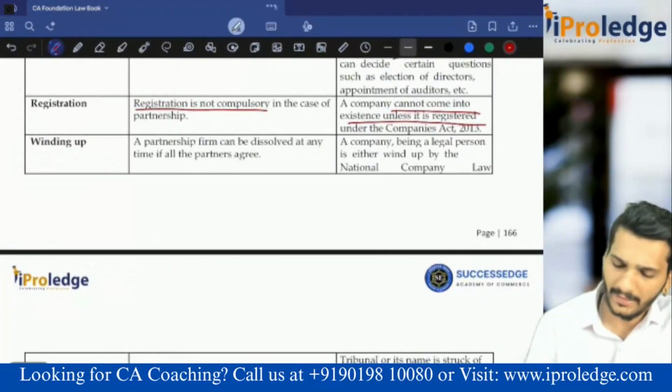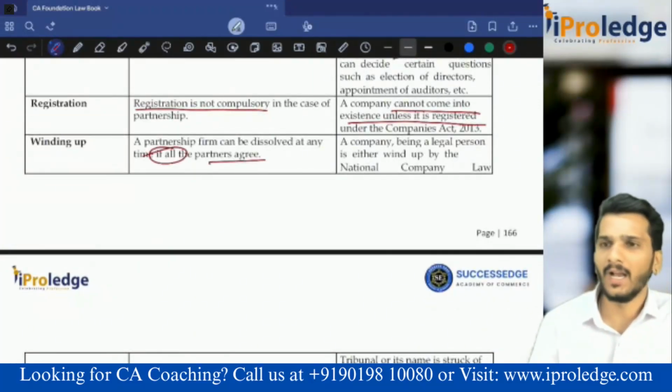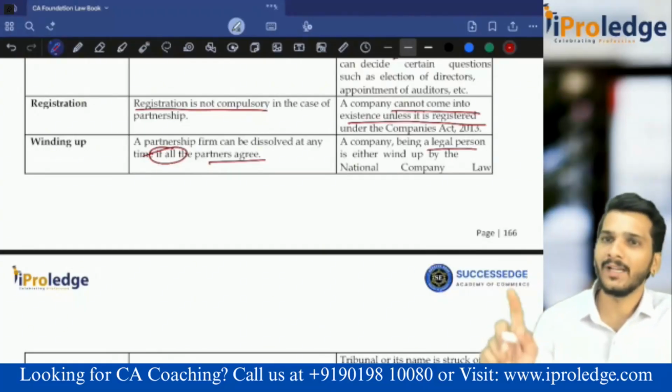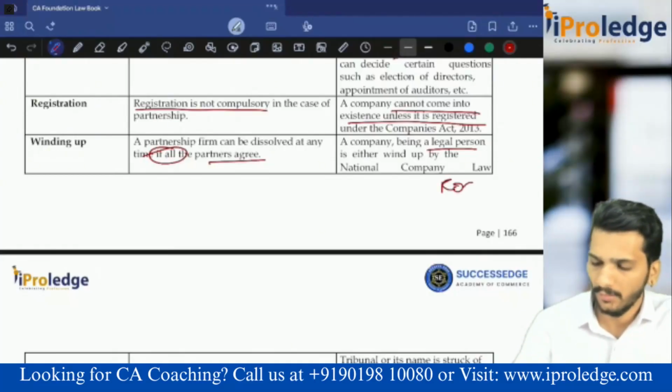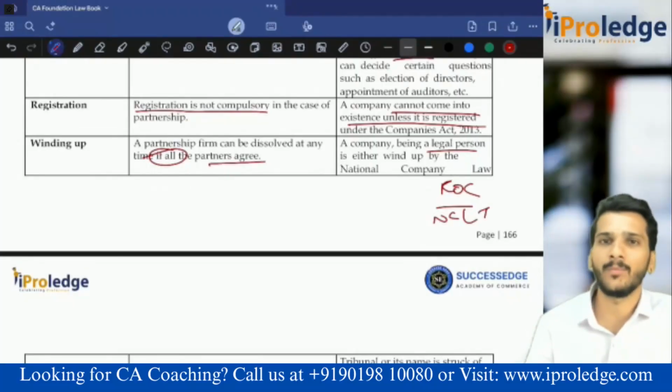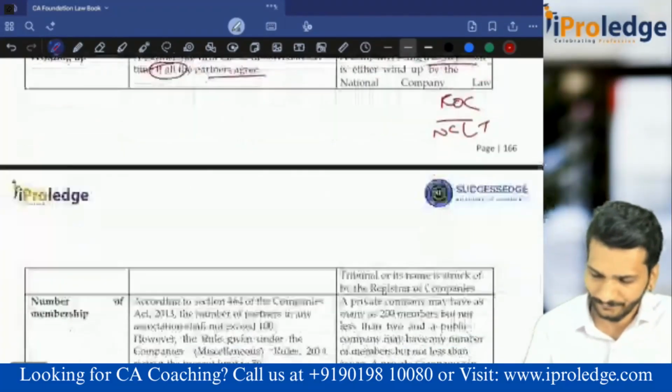Winding up: a partnership can be dissolved if all the partners agree that okay, we will wind up this business. But in case of a company, because it is a legal person, you have to go to the ROC for the purpose of closure, or you should go to the NCLT, National Company Law Tribunal. Both options are available.